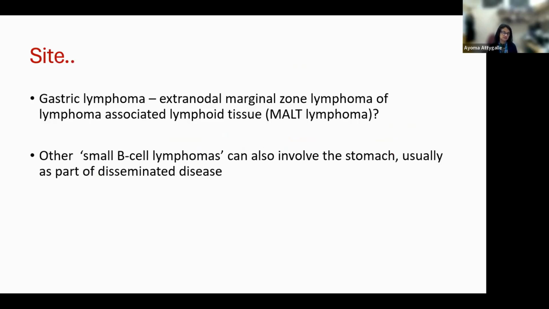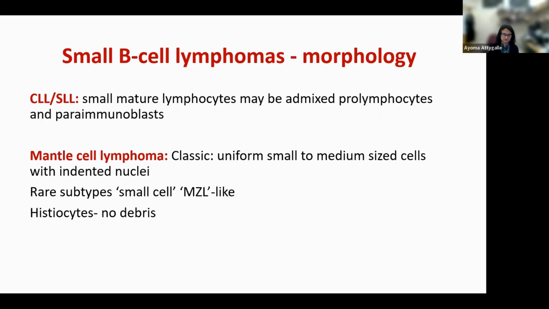So because the site is gastric, you have to consider an extranodal marginal zone lymphoma of mucosa-associated lymphoid tissue. I'm sorry, there's another typo here. So it's mucosa-associated lymphoid tissue. I'll correct this when I send you the PDF copy. Or MALT lymphoma. Then other small B-cell lymphomas can also involve the stomach, usually as part of disseminated disease.